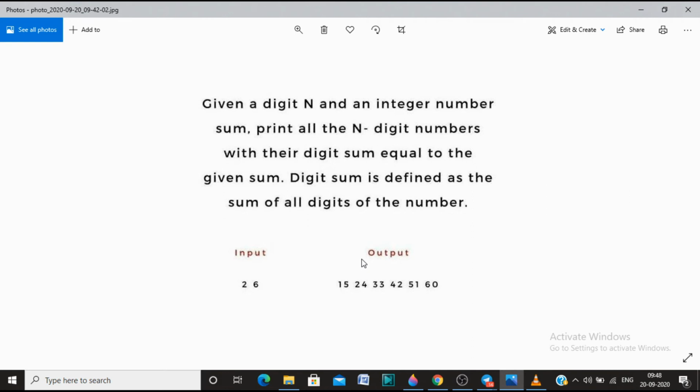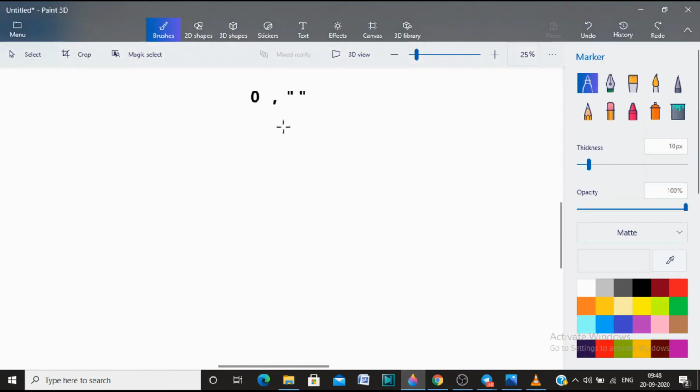Do one thing, don't print two digit numbers. Print a single digit number which gives us a sum of 6, okay? Now, how would you do that? So, I would frame a recursive function which would have these two parameters. One parameter represents sum and the other parameter represents the number. The sum is basically nothing but the sum of the digits, okay, you will understand it.